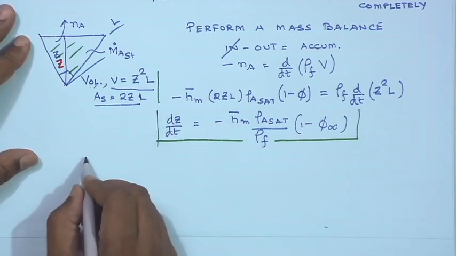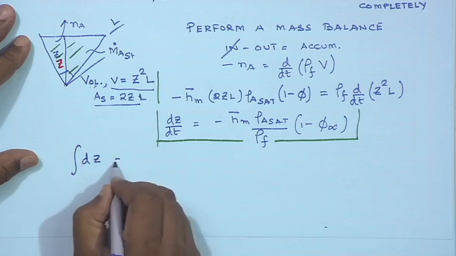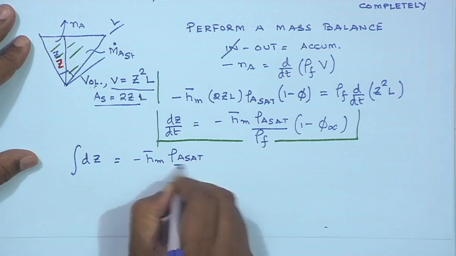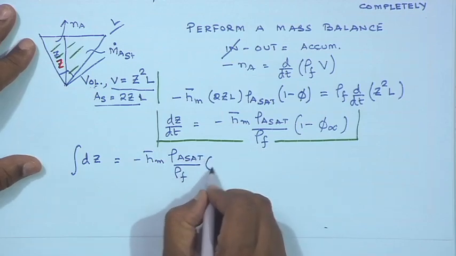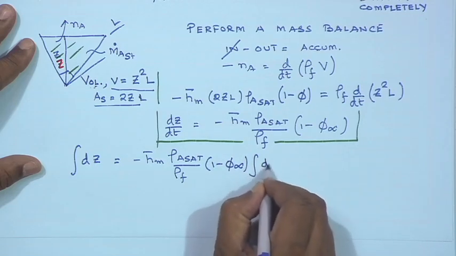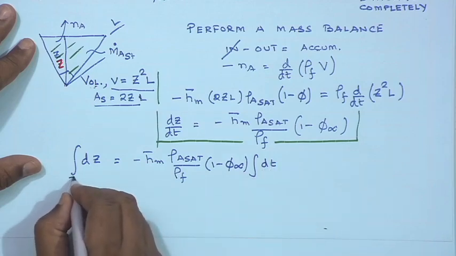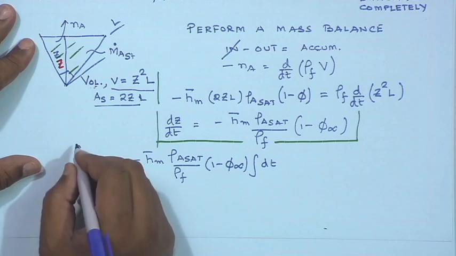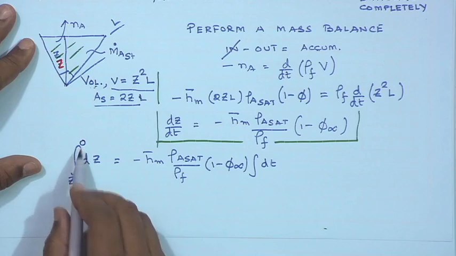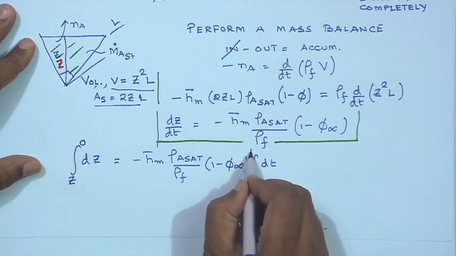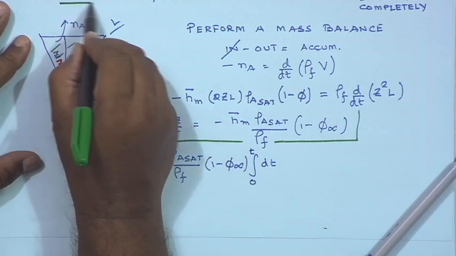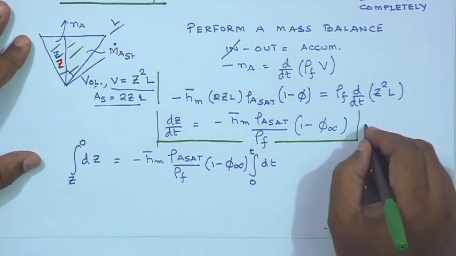Now, if you integrate this, with the density of liquid water and 1 minus phi infinity, which is the relative humidity, from 0 to t, it starts with a value equal to z, and in order for it to completely dry, the value of z is going to be 0, and let us say that this is going to take place over a time t. So, the first part of the problem, dz/dt, we have obtained here.